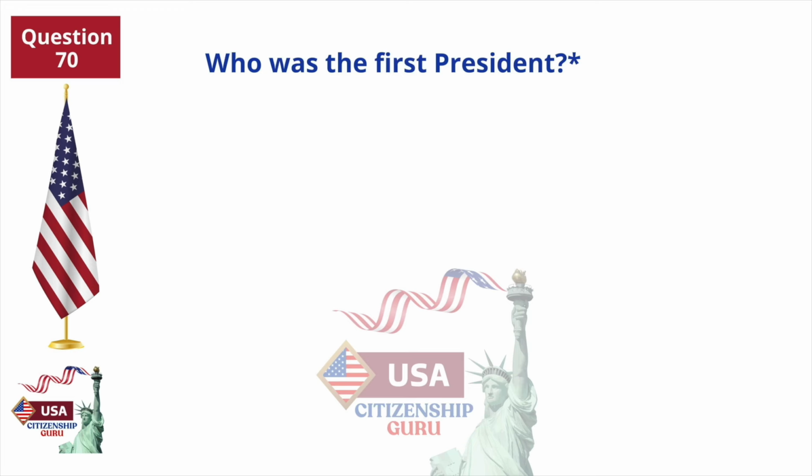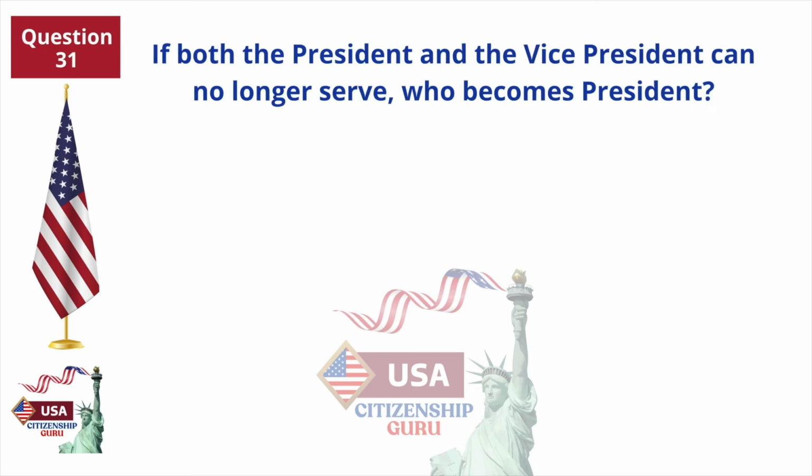Who was the first president? George Washington. If both the president and the vice president can no longer serve, who becomes president? The Speaker of the House.